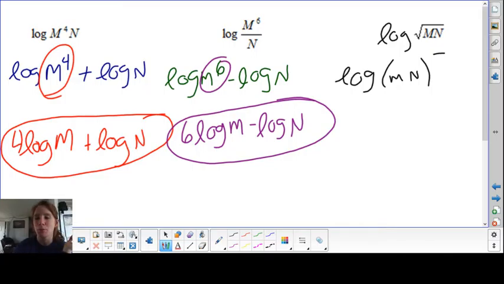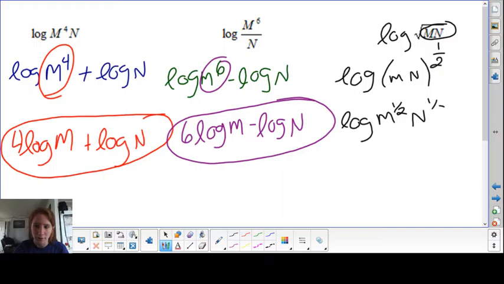Well, what power are both of the m and n to? Well, an invisible first, because as long as it's there, there's an invisible first power. What type of radical is a square root? That's square root. What number do we associate with square? 2. So it gets the 1/2 power. And we've already worked with exponents. We know that everything in that set of parentheses can go ahead and get that exponent. So I have log of m to the 1/2, n to the 1/2.